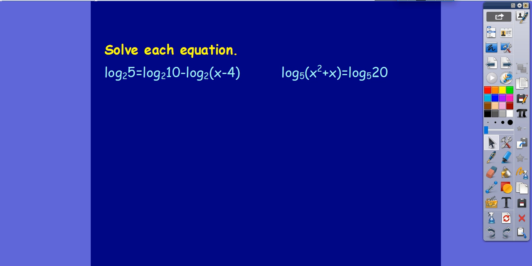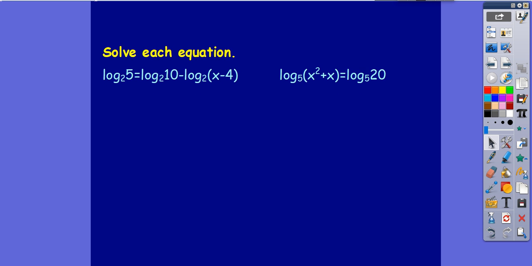So this one is a subtraction to start with. Because it's subtraction, remember, in order to combine subtractions, you divide. This is going to be a log base 2 of 5 equals a log base 2 of 10 over x minus 4. Now it's a log equals log. I can drop the log from both sides and get 5 equals 10 over x minus 4.